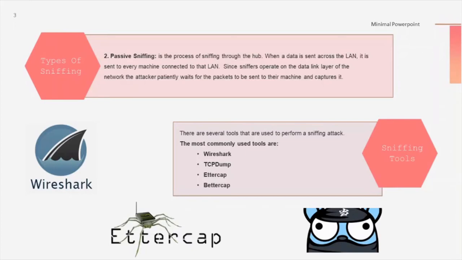Sniffing tools. There are several tools used to perform a sniffing attack. The most common tools are Wireshark, tcpdump, Ettercap, and Bettercap. All these tools can be used on both Linux systems and Windows systems. However, Ettercap and Bettercap are already installed within the Linux system.